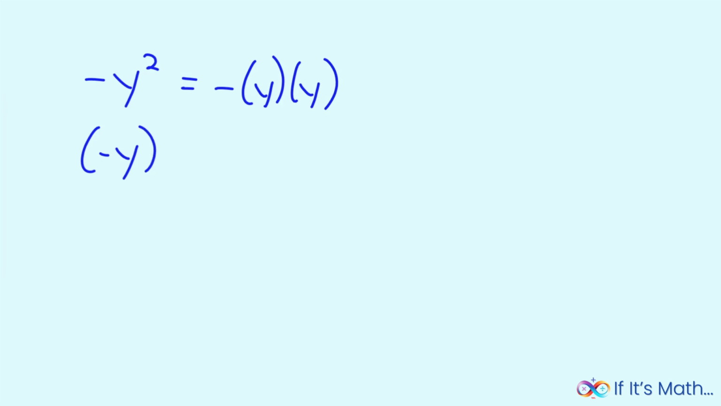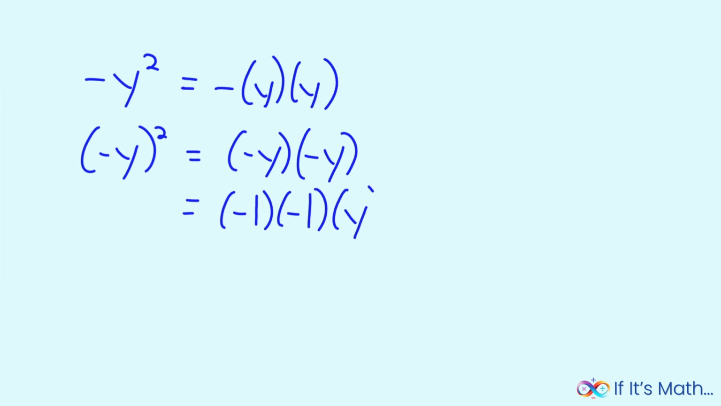So what if you had minus y squared? Again, you've got to pay attention to where everything is. So this is just negative y times y. And if you had negative y, all squared, then that would give you negative y times negative y, which would be negative 1 times negative 1 times y times y, which would just give you y times y.